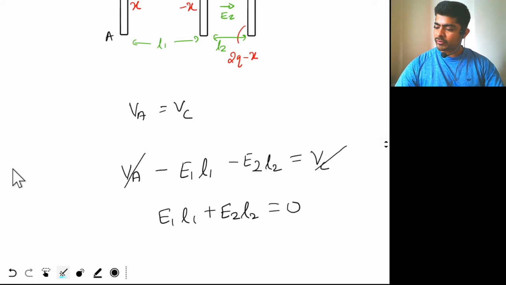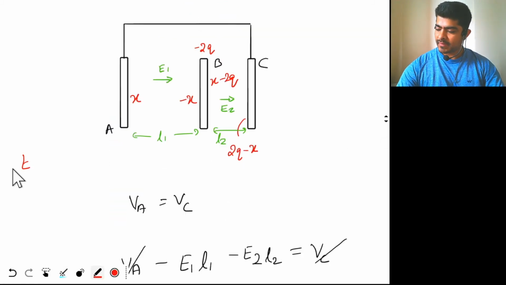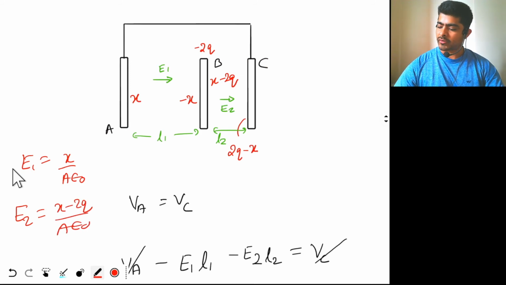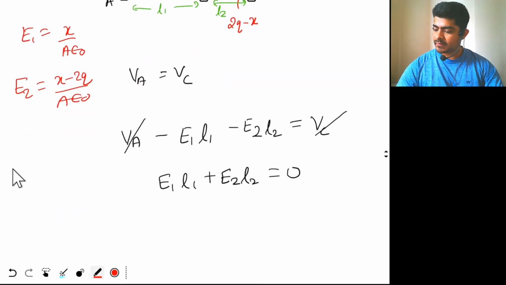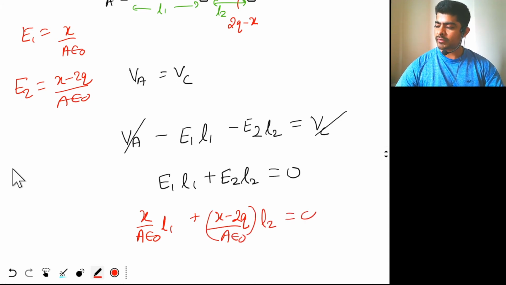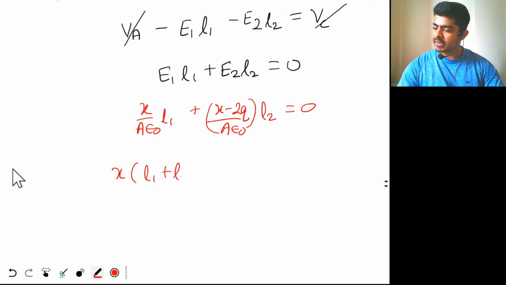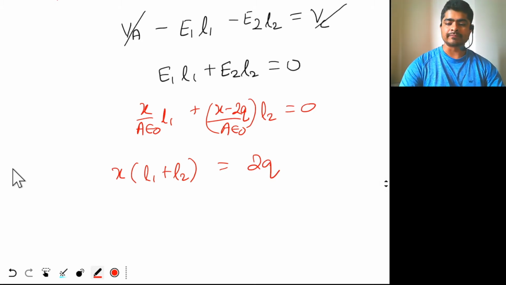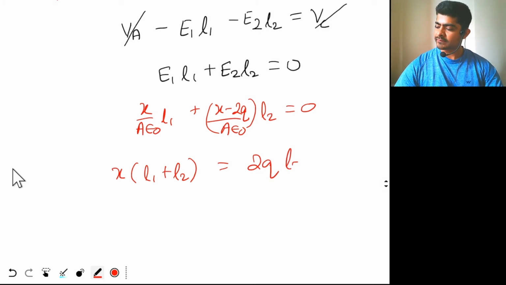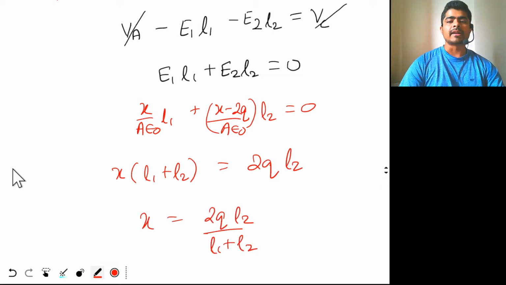So what is E1 equal to? E1 will be X divided by A epsilon naught. And E2 will be X minus 2Q by A epsilon naught. So I have over here X by A epsilon naught times L1 plus X minus 2Q by A epsilon naught times L2 is equal to 0. So X times L1 plus L2 is equal to 2Q L2 actually. So X will be 2Q L2 by L1 plus L2.